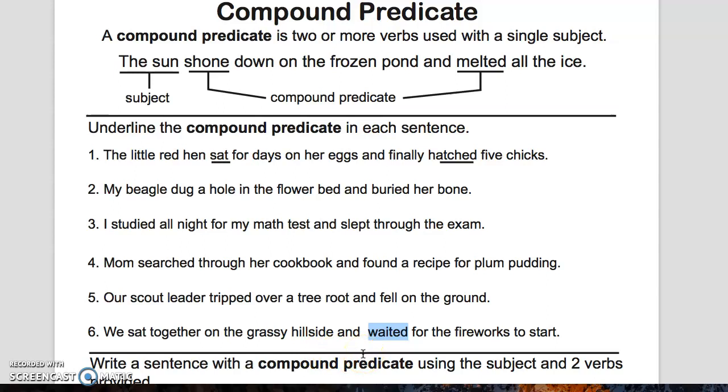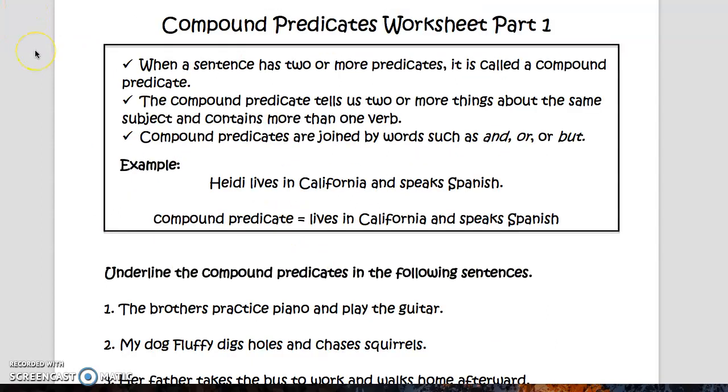So this will be very similar to your homework assignment. So we'll look at that quickly. Compound predicate worksheet, part 1. Here's your reminders up here. When a sentence has 2 or more predicates, it's called a compound predicate. The compound predicate tells us 2 or more things about the same subject and contains more than one verb. Compound predicates are joined by words such as and, or, but.